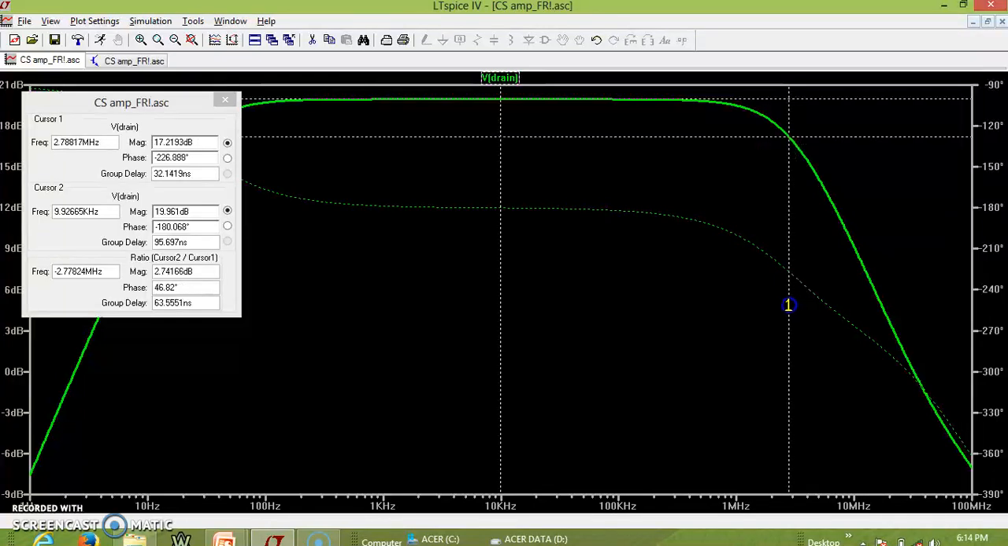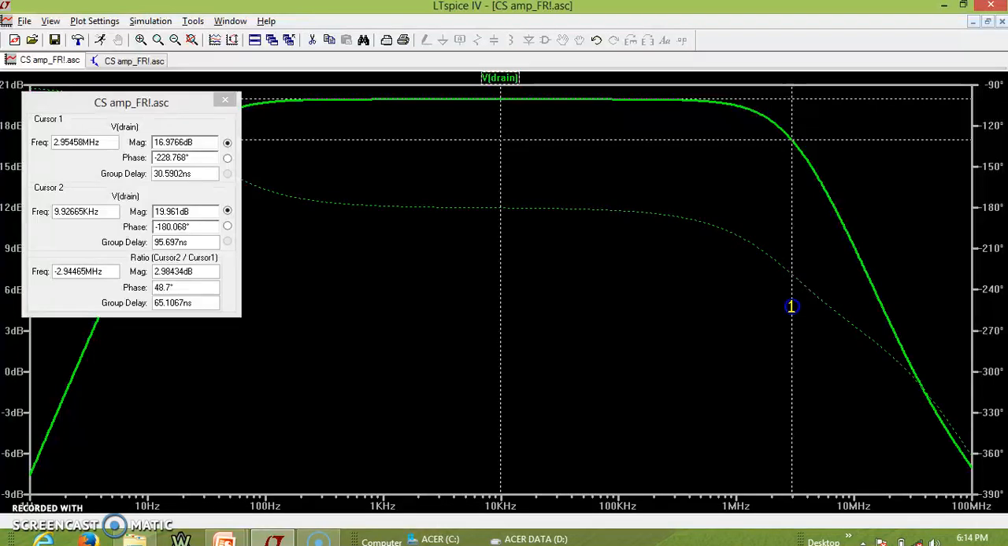Now this is almost 3 dB, so it is 2.98. See the corresponding frequency. The corresponding frequency is around 2.9 megahertz. You may be surprised to see why it is not close to 5.3 megahertz. It is because there is one more pole which is lying at 6 megahertz. In order to get this exactly at 5.3 megahertz, I have to keep the other frequency which was there at 6 megahertz too far away.